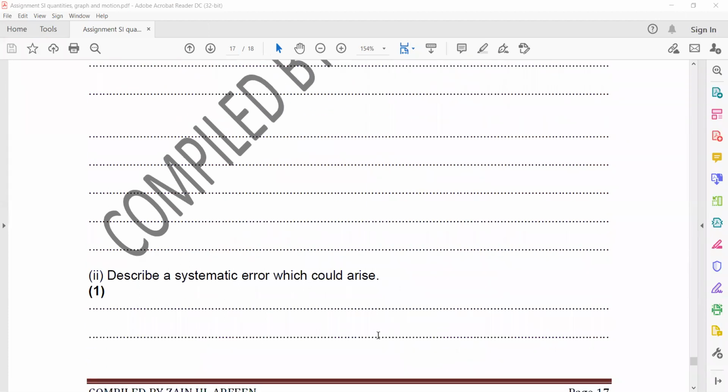Describe a systematic error which could arise. So systematic error in the time interval which we are recording here. For example, when we are dropping an object, we consider that is our first image, but maybe at the position of the first image, the initial velocity might not be 0, or the meter rule might not be vertical, or the camera is not aligned. These are the systematic errors.